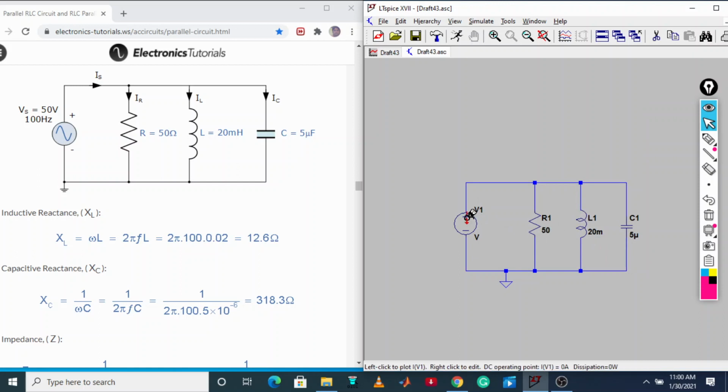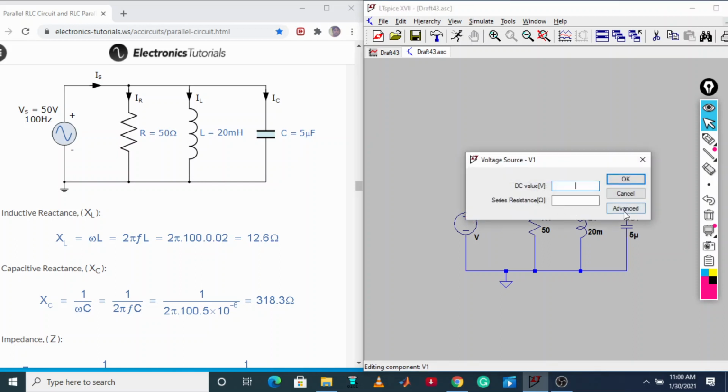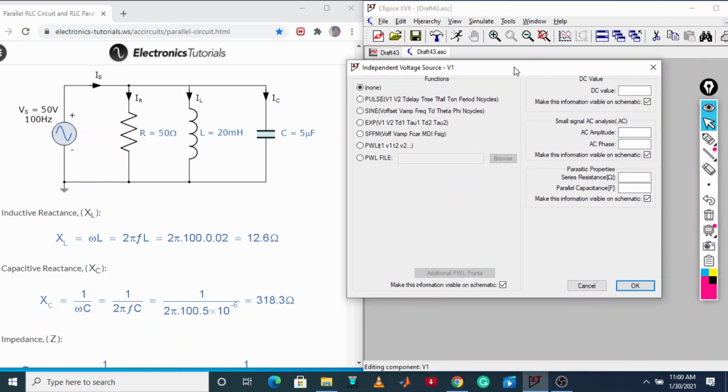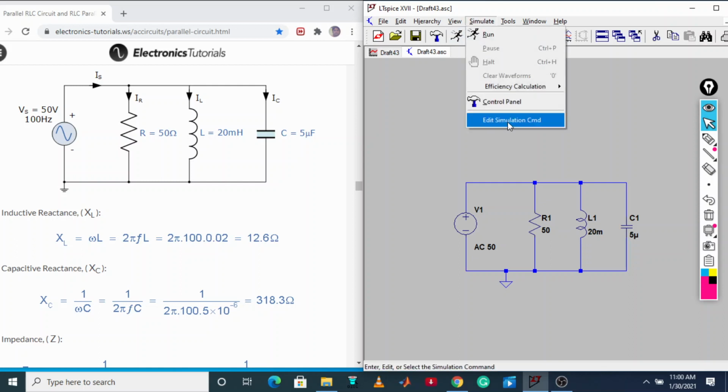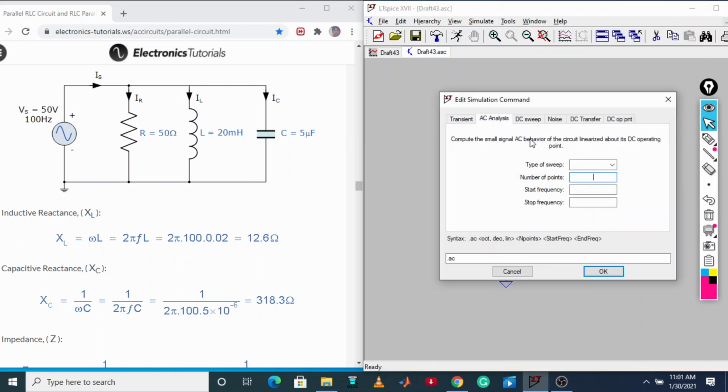Now what is this voltage that we have taken? First we are going to simulate at 50 volt. Now we are giving 50 volt. This is our 50 volt that we have taken. Now we are going to simulate and see the power factor as well as the current across these three terminals. For that go to simulate, edit simulation, go to AC analysis, type of sweep, give it linear only, number of points we need to calculate at 1 point only, at 100 hertz, that's why we are taking 1 point.